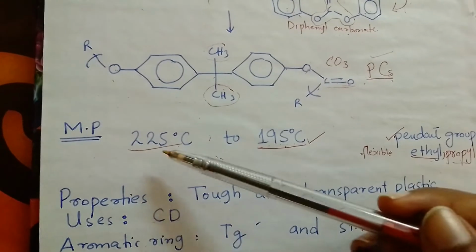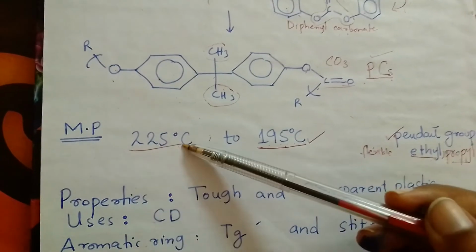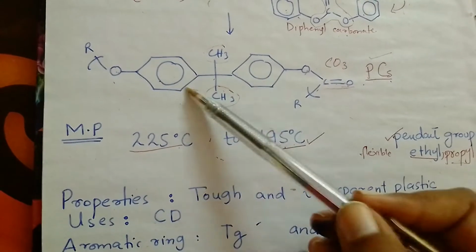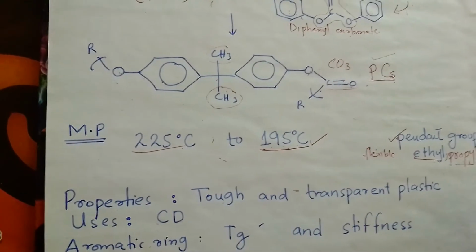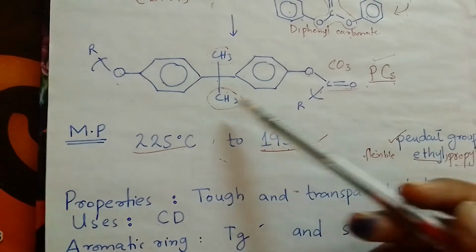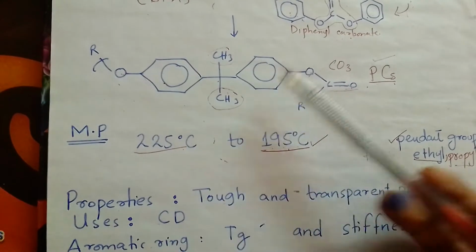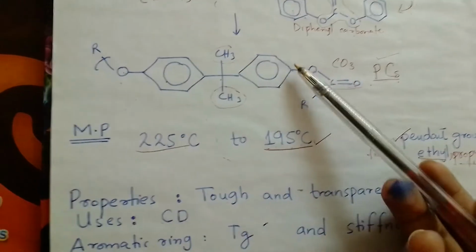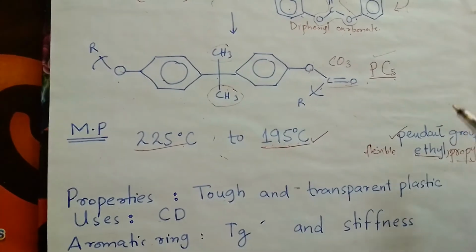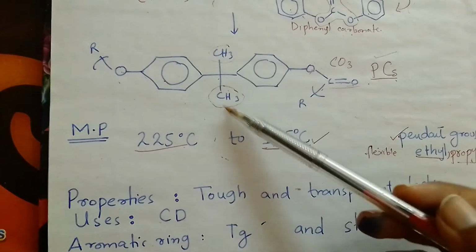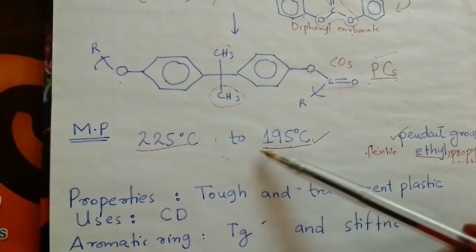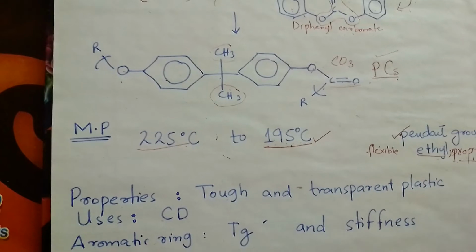And why does it have a 225 °C melting point? Because there are two benzene rings, and we know benzenes are stiffening groups. So it makes the polycarbonate stiffer. So now we have replaced our CH3. When we replace these two groups with propyl groups, definitely the melting point will be 195.